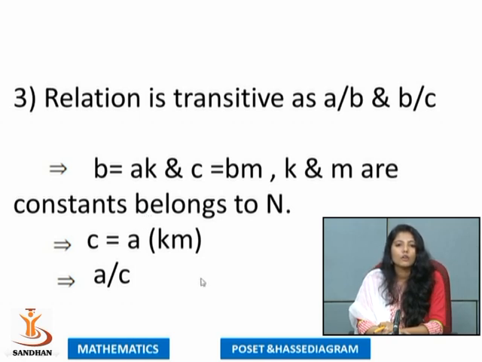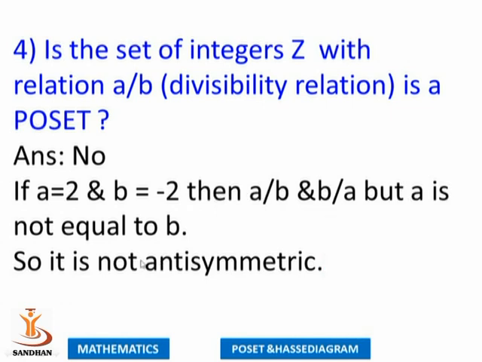So the relation on the set of natural numbers N with the relation divisibility, we can prove that it is reflexive, antisymmetric and transitive. So all the three conditions are satisfied. N is a poset with the divisibility relation. Okay. Now the same example, if we shift our set from N to Z. N is the set of natural numbers and Z is the set of integers, which includes 0 and negative numbers also. So is the set of integers Z with the relation divisibility a poset? The relation is the same here, but we just slightly change the set, and it is not a poset.